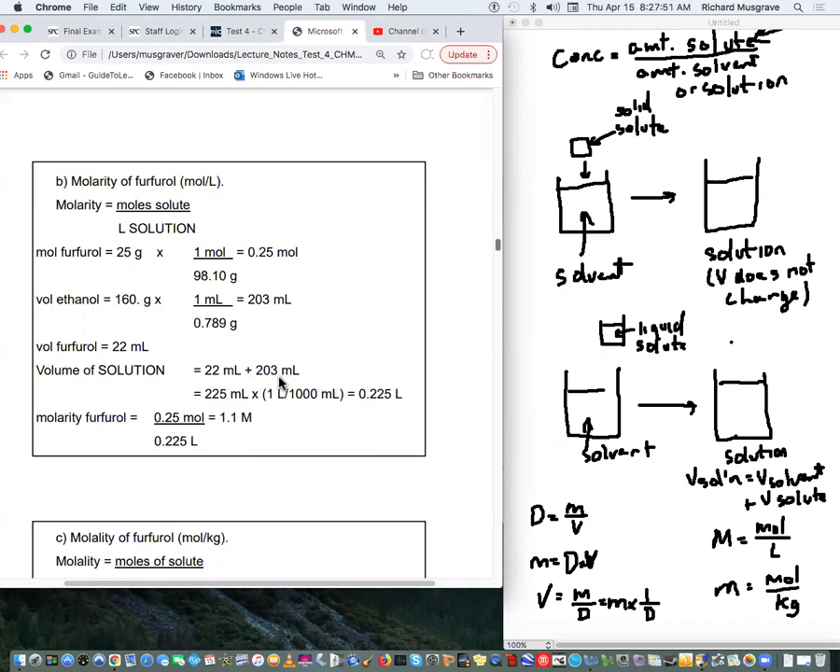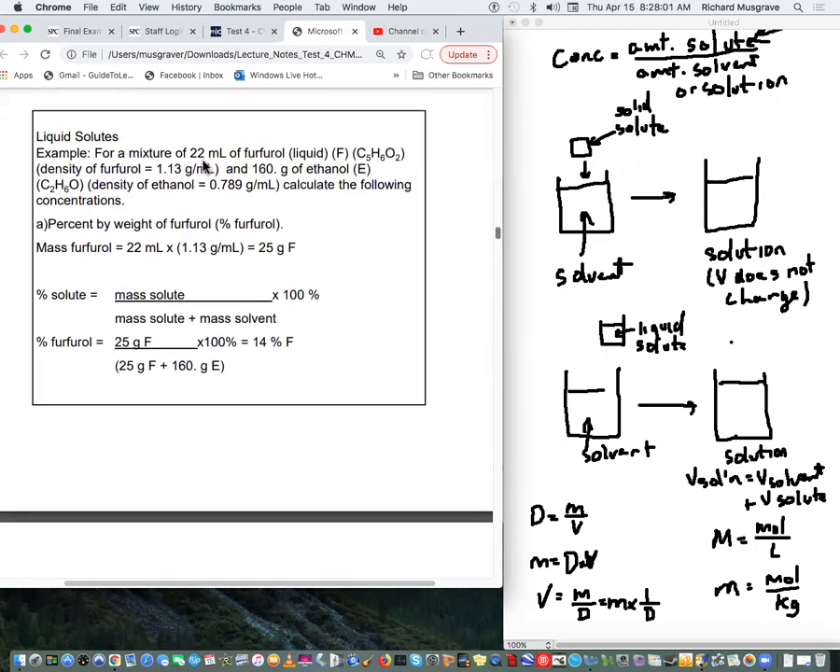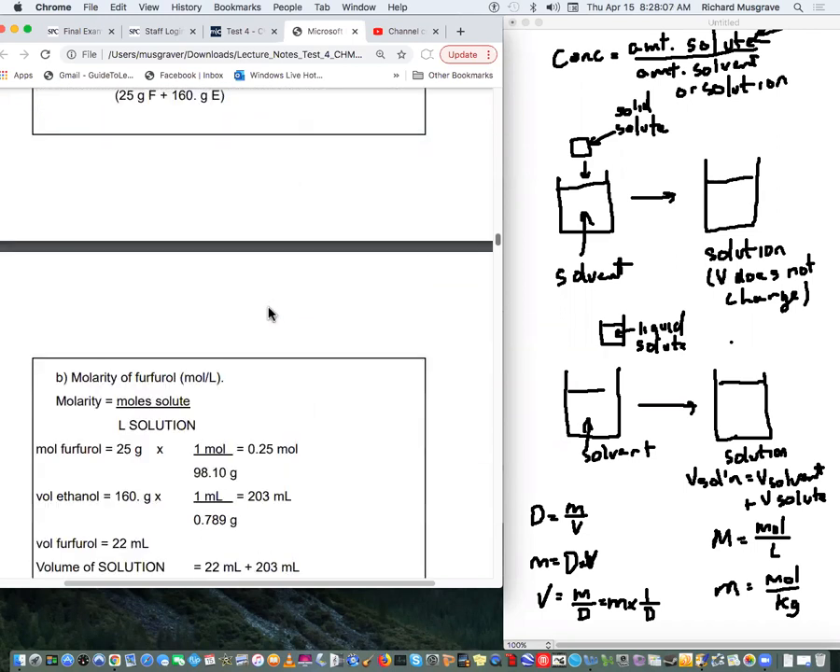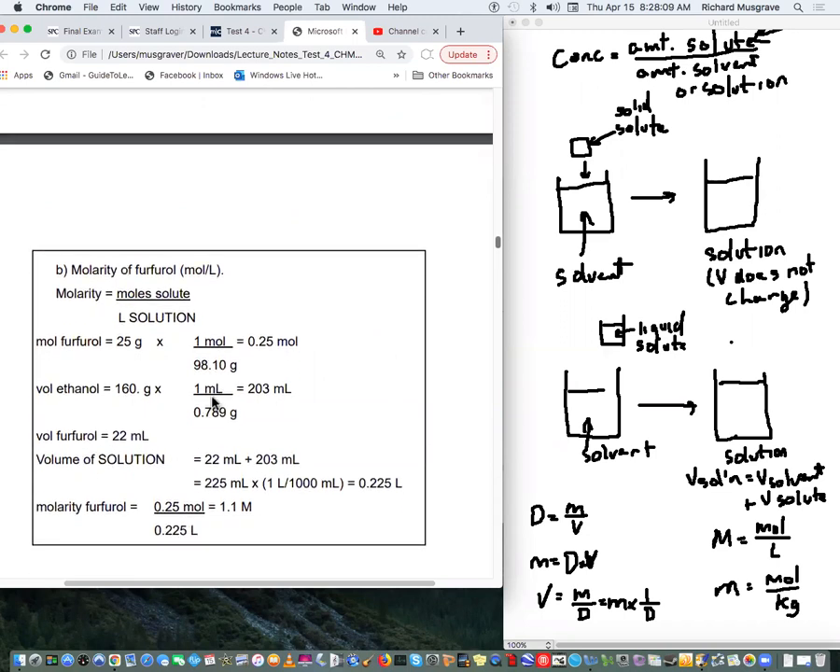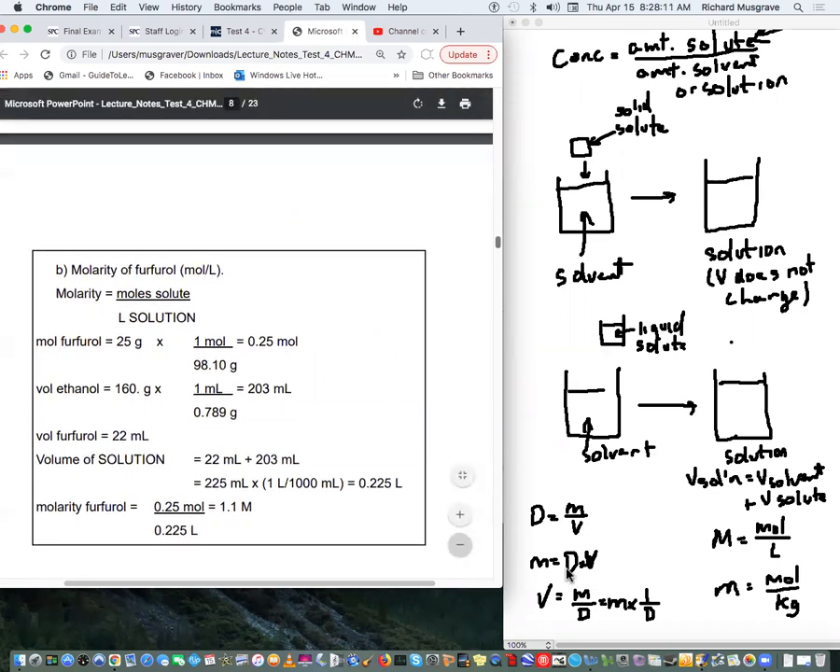So we have to find both the volume of the solvent, and I think we were already given the volume of the solute in the problem, which was 22 mils. You can see it up here. But we have a mass of solvent here that needs to be converted into a volume. And to do that, we do what we did earlier. To find a volume, it's mass times 1 over density, which is what I've done here.